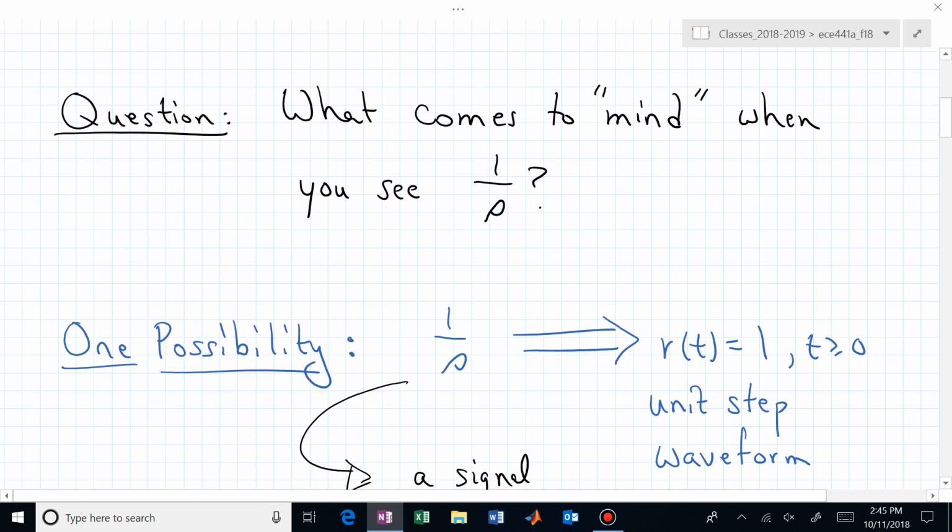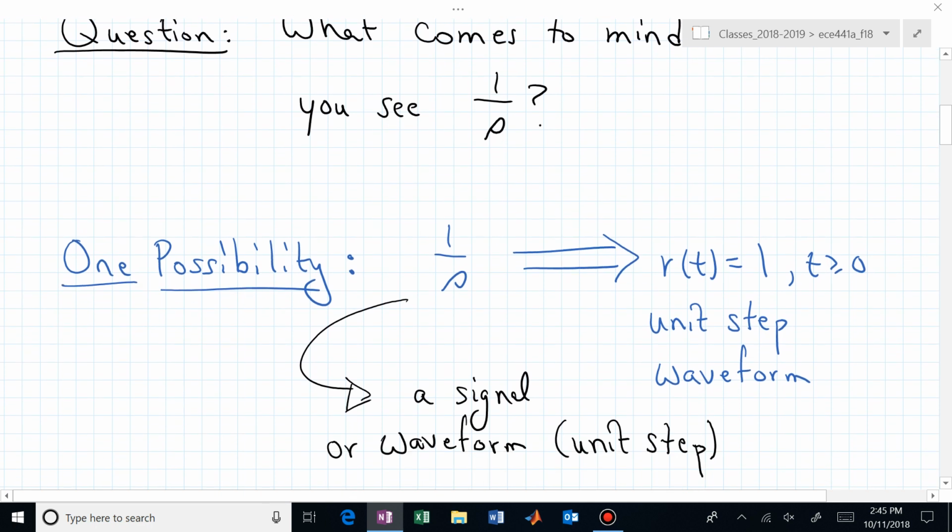Most students, I think, will say, oh, that's the Laplace transform of a unit step, where we are thinking of the time domain counterpart to 1 over s as a waveform, and that waveform is a constant of value 1 for all time t greater than or equal to 0. So when you see 1 over s, you might be thinking of a signal, and since the numerator is 1, we are looking at the unit step.